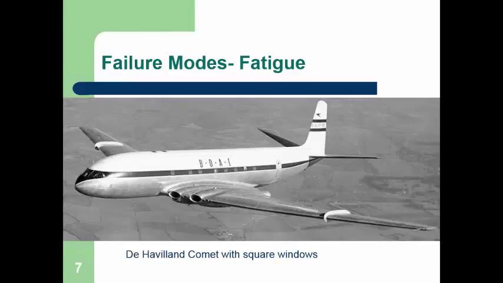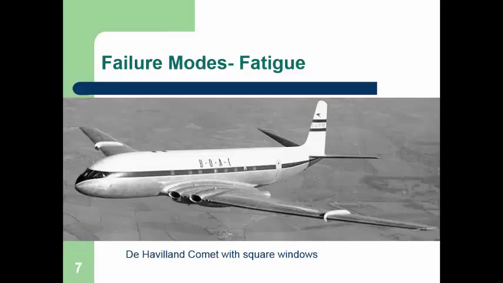Fatigue failure. Two of the most famous early examples of fatigue failure were the Liberty ships of World War II, where they had fatigue failures on the hulls, and the ships essentially broke in half and sank, many of them, with loss of life and lots of loss of very important materials that were headed for the war effort.